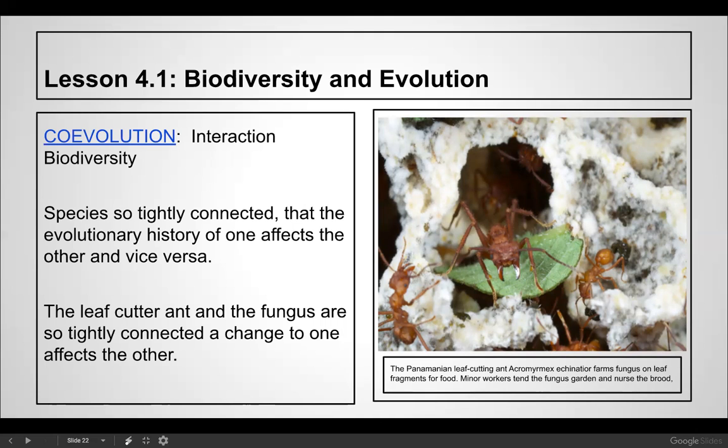The leafcutter ant and the fungus are so tightly connected, a change to one affects the other. The Panamanian leaf-cutting ant farms fungus on leaf fragments for food. Minor workers tend the fungus garden and nurse the brood. So these things are evolving together. They're important to each other. Okay, that ends lesson 1.1.